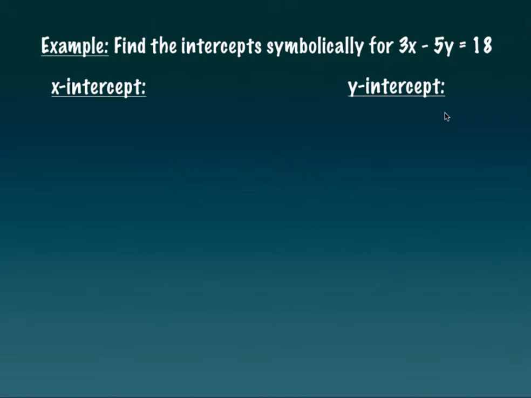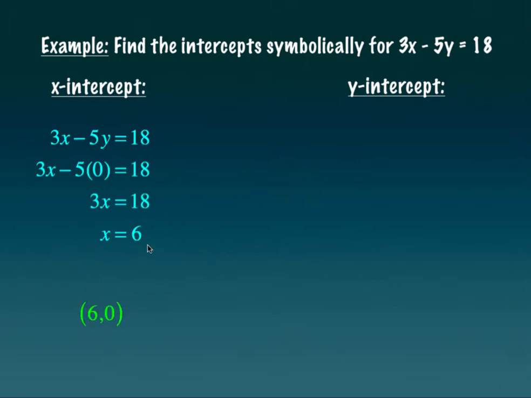So let's start with the x-intercept. I started with my equation. I plugged in y equals 0, since I know for an x-intercept, the y value is going to be 0. Solve that resulting equation, and I got a value of x equals 6. So my x-intercept is the point (6, 0).